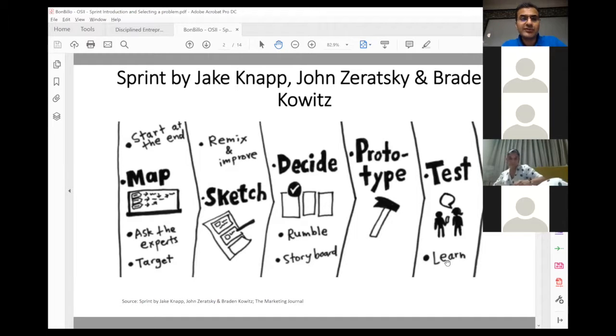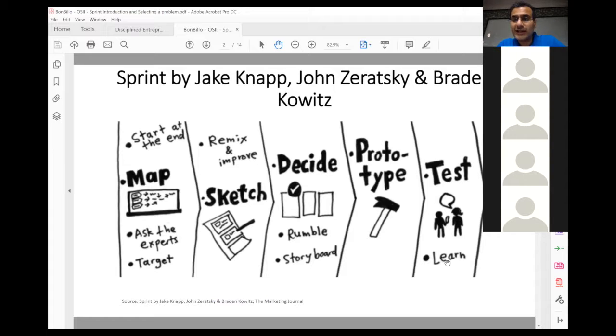So a quick recap of Sprint. We spoke about this last week. Day one, the goal is really to start at the end objective. That's your long-term goal. To map out the customer journey, user journey, to talk to experts and get their thoughts and opinions, and to come up with interesting how might we questions, which then allows you to pick a target how might we problem to solve, which is what we're going to focus on today.